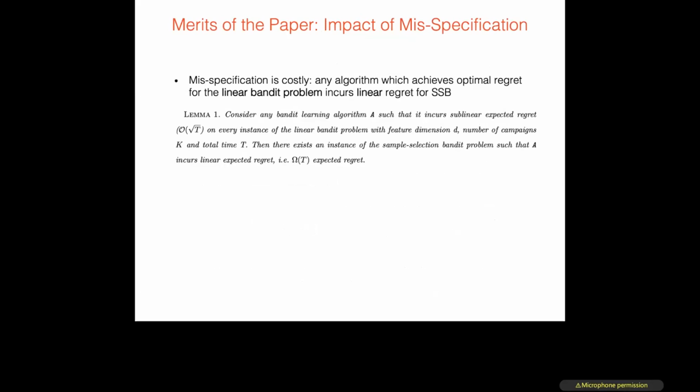I copy pasted the exact lemma, but basically what it says is, if you take an algorithm that works well for the plain linear bandit problem and achieves optimal regret there, you know that algorithm will produce linear regret for the sample selection bias problem. I think that's interesting, and you showed some empirical results as well that show that in reality this is really quite noticeable.